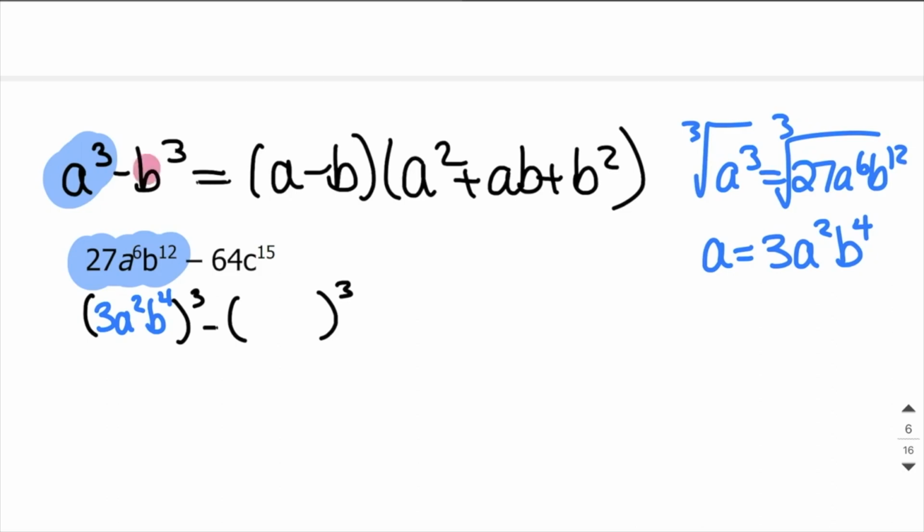So the b right here, b to the power of 3, is going to be 64c to the power of 15.